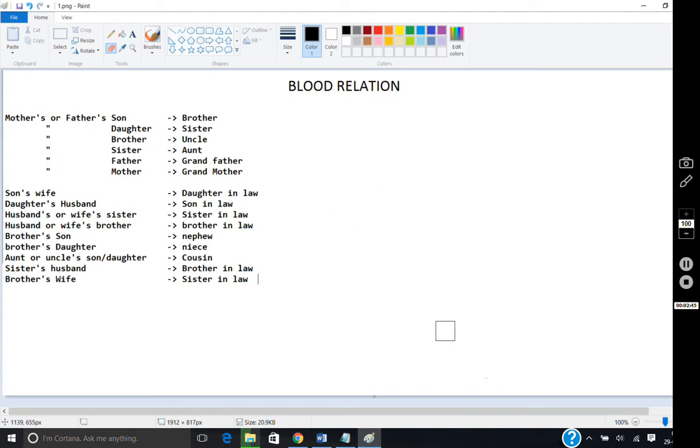So to solve the questions related to blood relation, first you must have an idea about relations. I have already written here some relations which you have to learn. Mother's or father's son will be your brother. So this is the table, you must learn it.